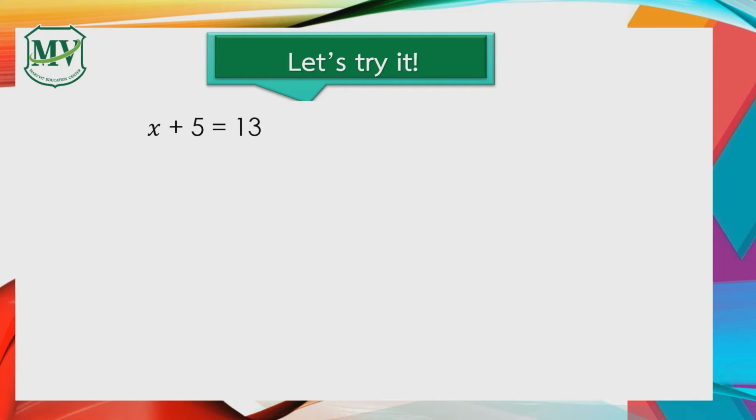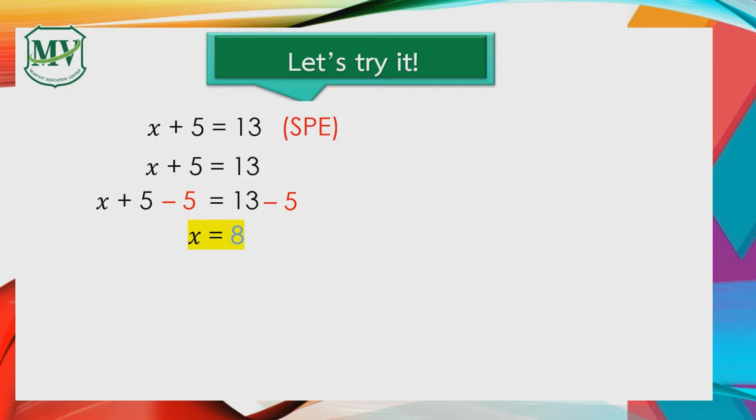First, x plus 5 is equal to 13. In this equation, we are going to use the subtraction property of equality. Copy first the original equation. Then, the subtraction property of equality allows us to subtract 5 from both sides of the equation. We can cancel plus 5 minus 5 from the left side of the equation. Carry x, and 13 minus 5 is equal to 8. So x is equal to 8.